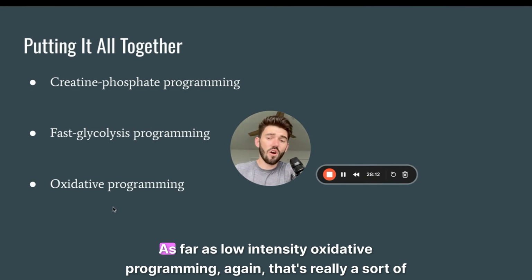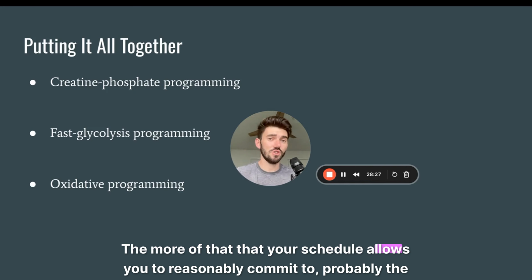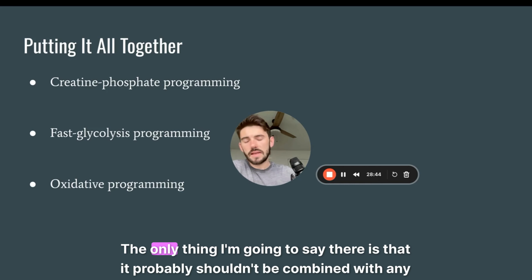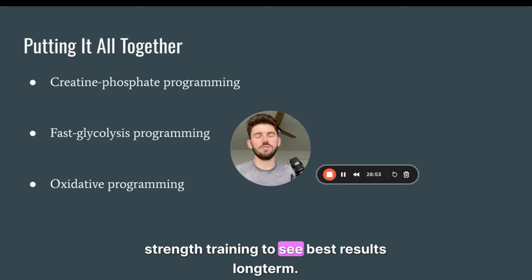It's no big deal. As far as low intensity oxidative programming, that's really a case where more is better, or the more of that your schedule allows you to reasonably commit to, probably the better off you're going to be. The only thing I'm going to say there is that it probably shouldn't be combined with any form of high intensity training, whether that's high intensity conditioning or strength training, to see best results long term.